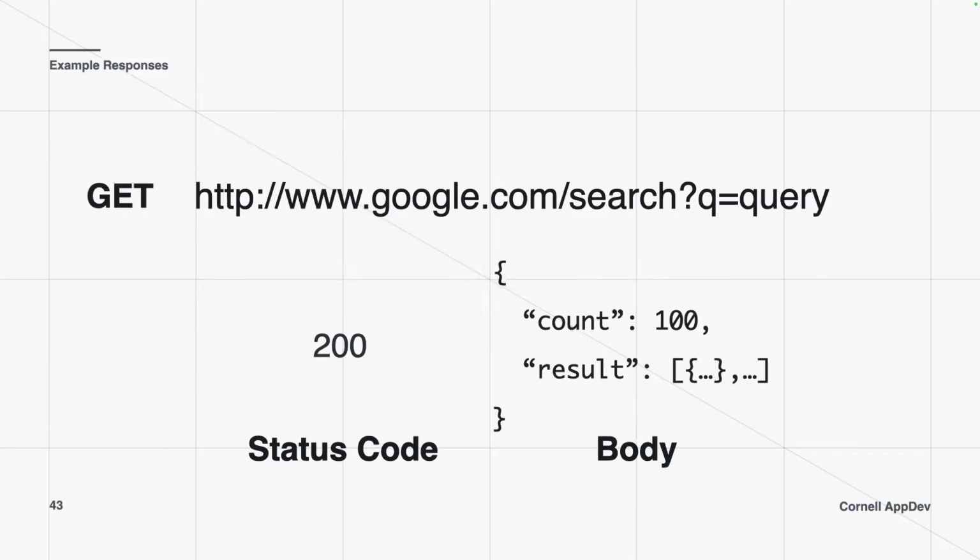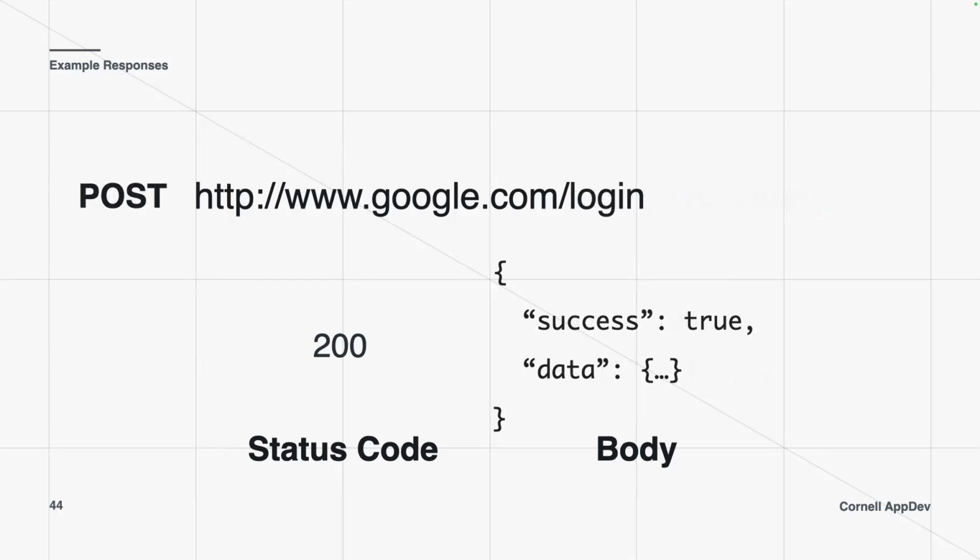This first one over here, we have a GET request, right? Say you queried 100 of something, and the count is 100, and then this will contain the information that you're trying to get. This has a status code of 200, which means that your request was indeed successful.